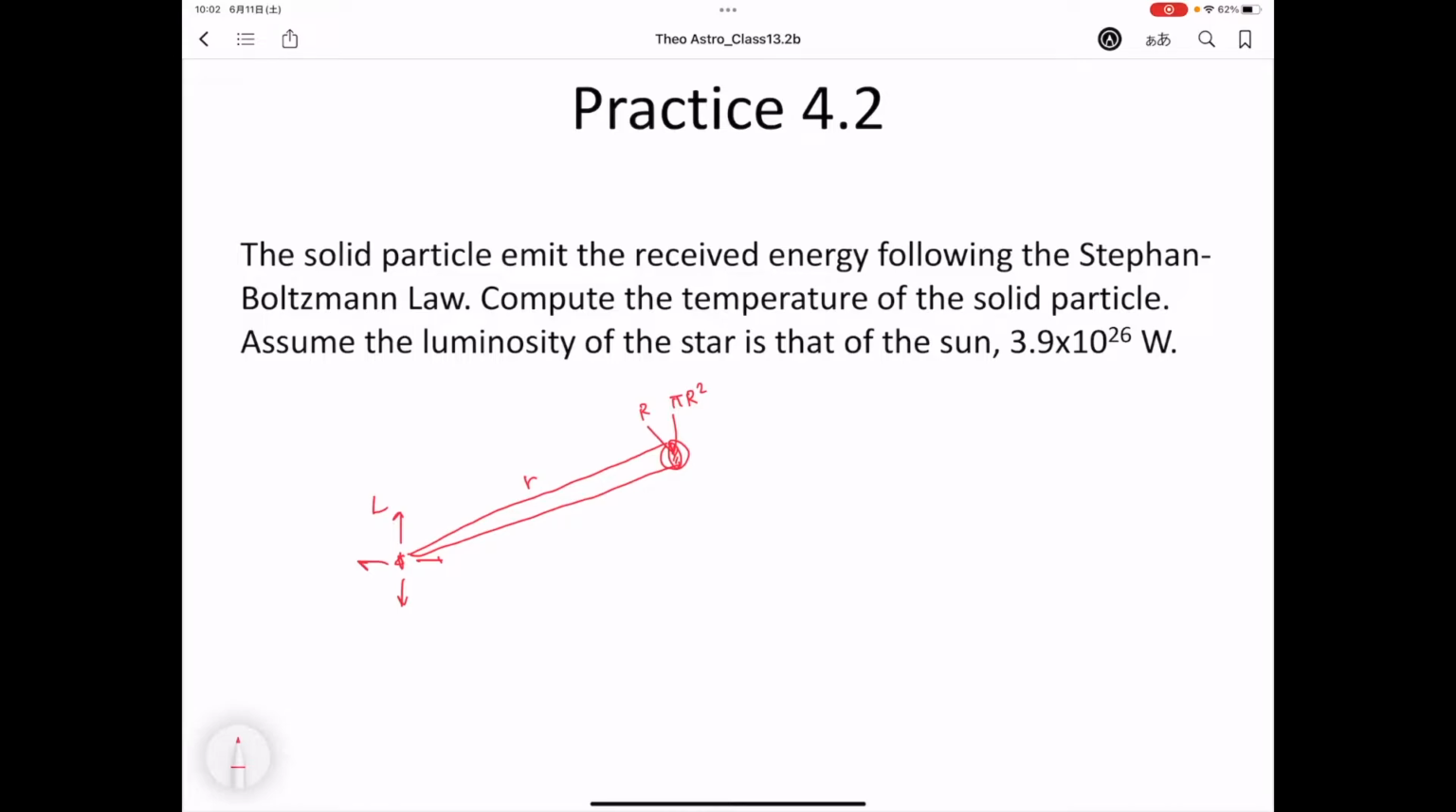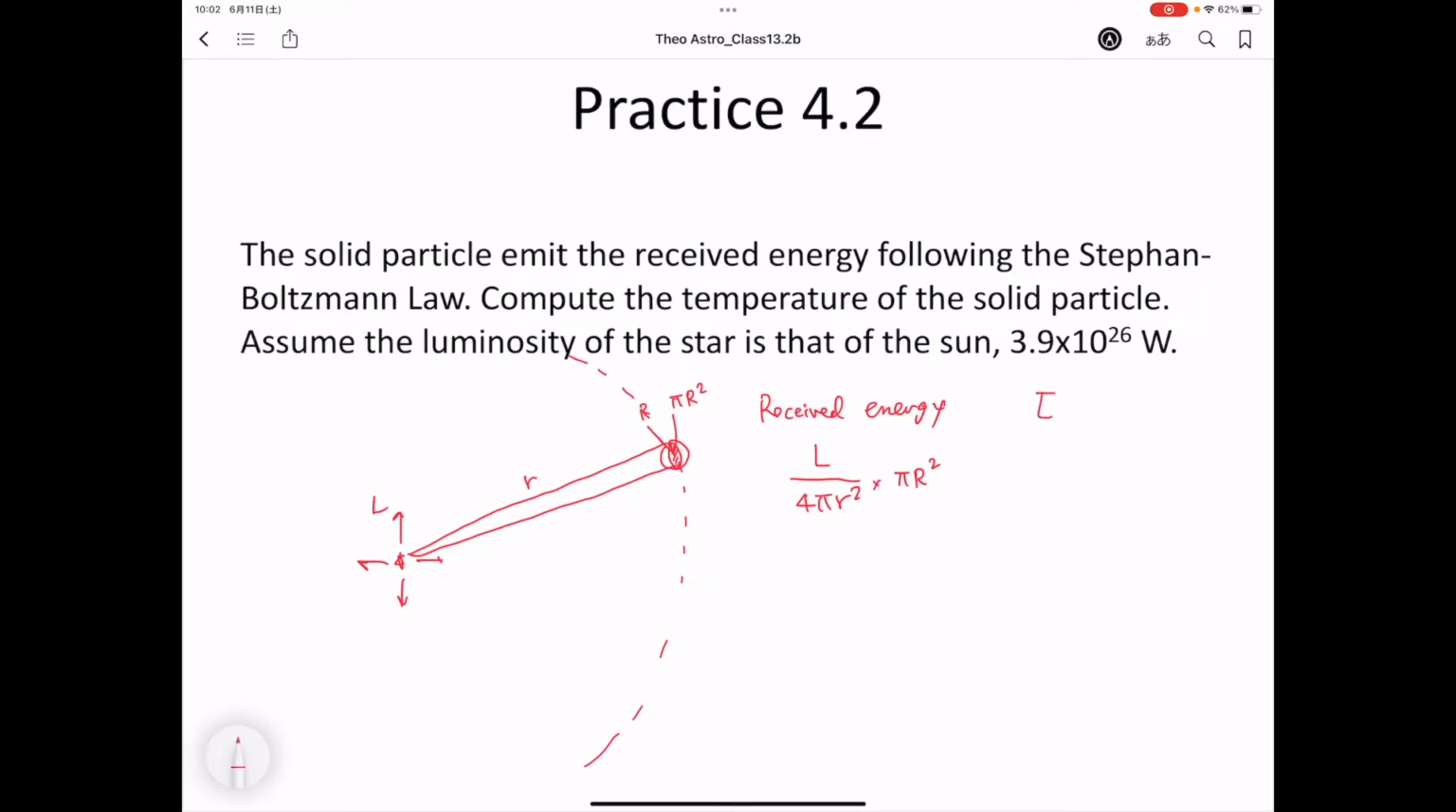The received energy from a protostar can be calculated. L is the total amount of energies emitted from a protostar. L, the luminosity, is divided by the 4 pi r squared. 4 pi r squared, you can consider spheres with a radius of the r. Then total area of a surface of a sphere is given by the 4 pi r squared. L divided by the area of a spheres. Then you need to multiply the pi r squared, the area of a solid particle. This is the received energies.